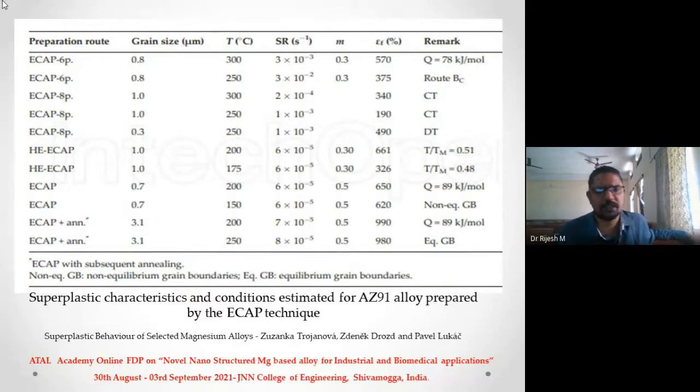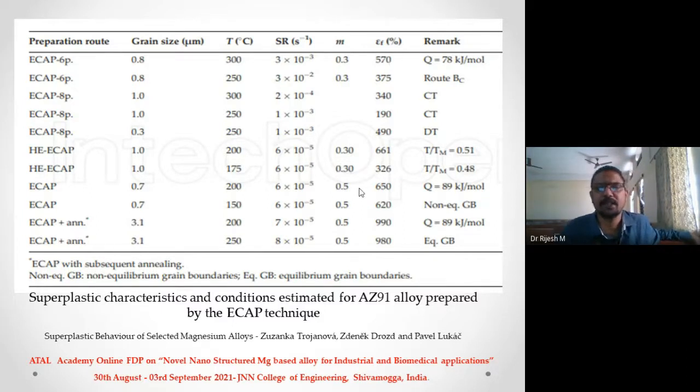This is a literature where we have seen many ECAP specimens and their grain size reductions. The m value, the strain rate sensitivity, is the slope of the stress versus strain rate curve. Any value more than 0.3 has good strain rate sensitivity. If you have a grain size of 0.8 microns, you have an m value of 0.3, and your percentage elongation goes to 570 percent. Very good.